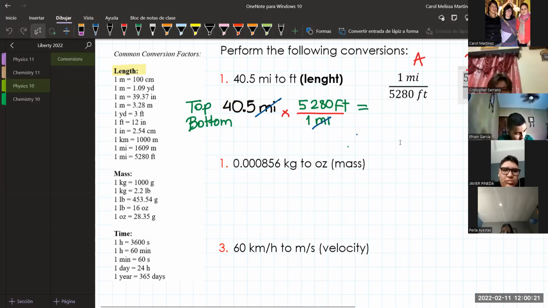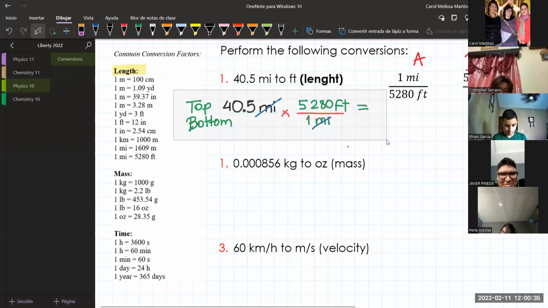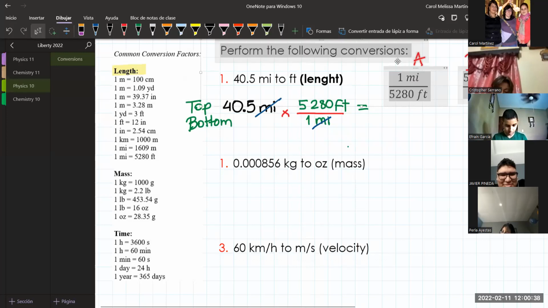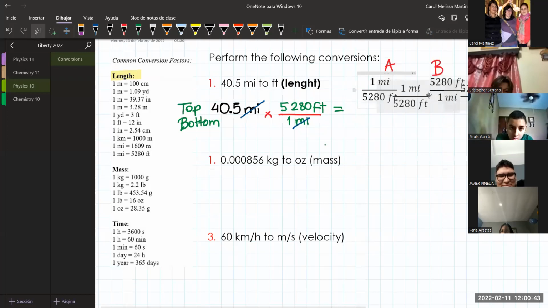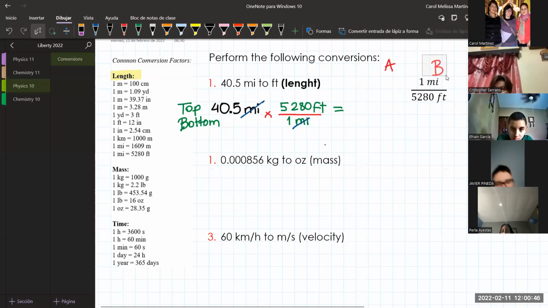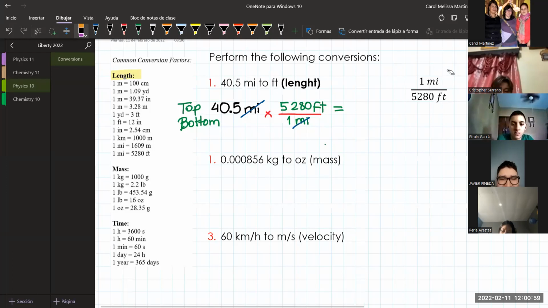Now, let me move this a little bit. Jesus Christ. I miss my pencil so badly. Bueno, I better erase it and write it again.